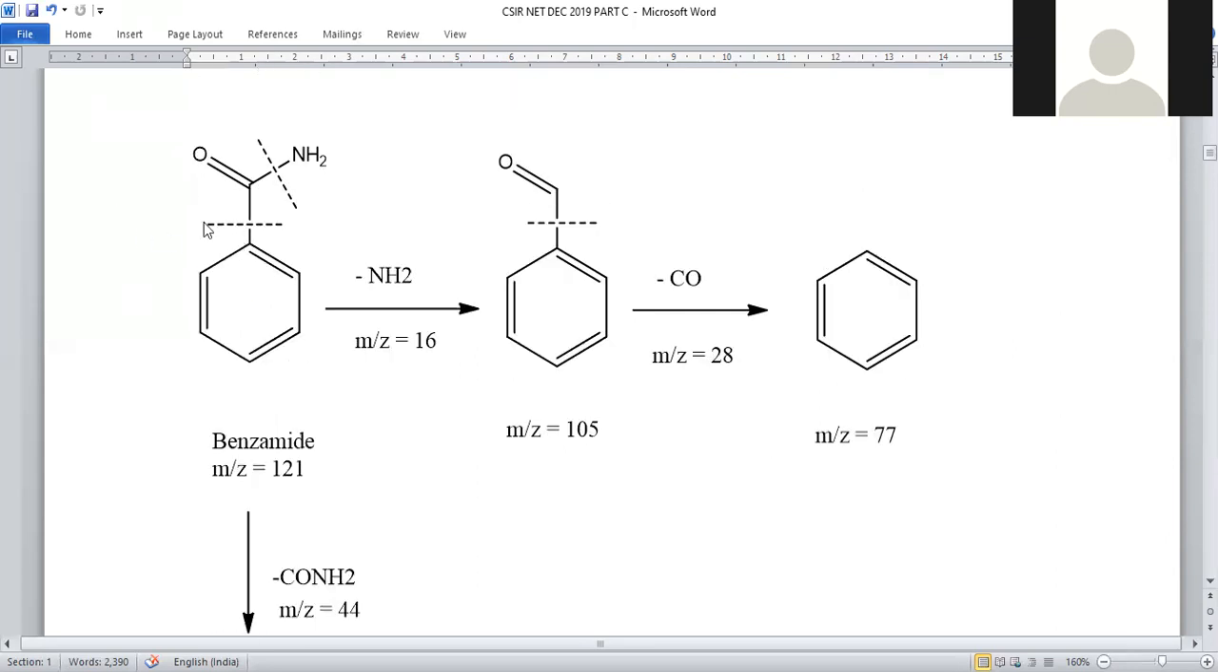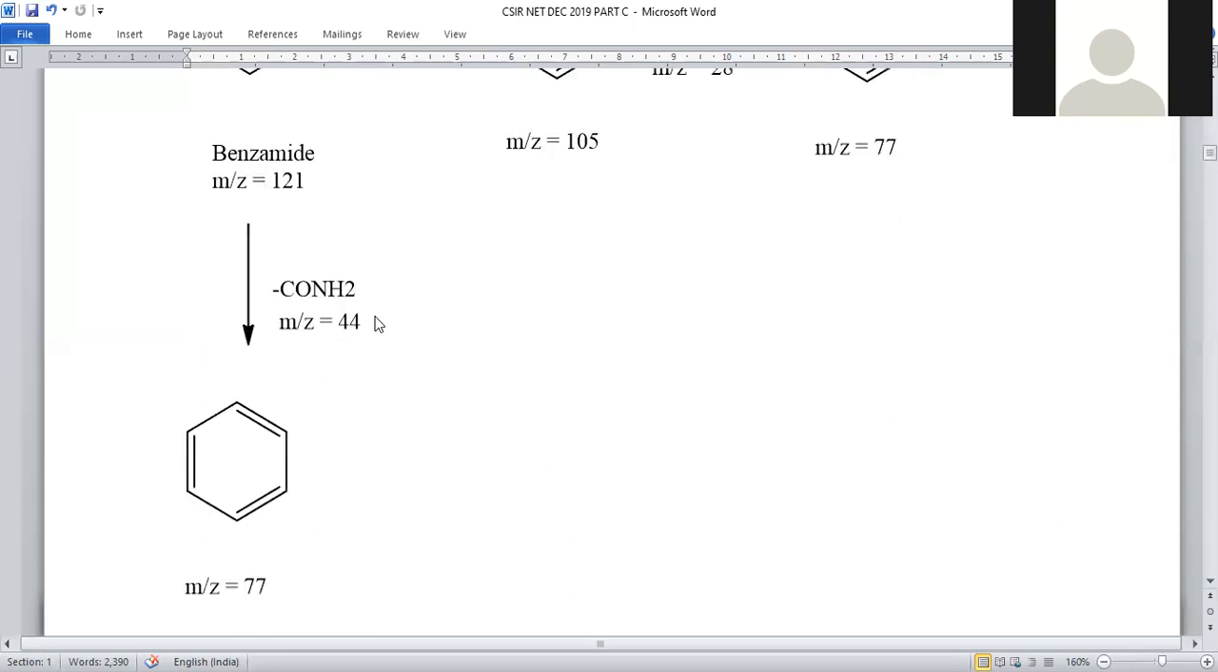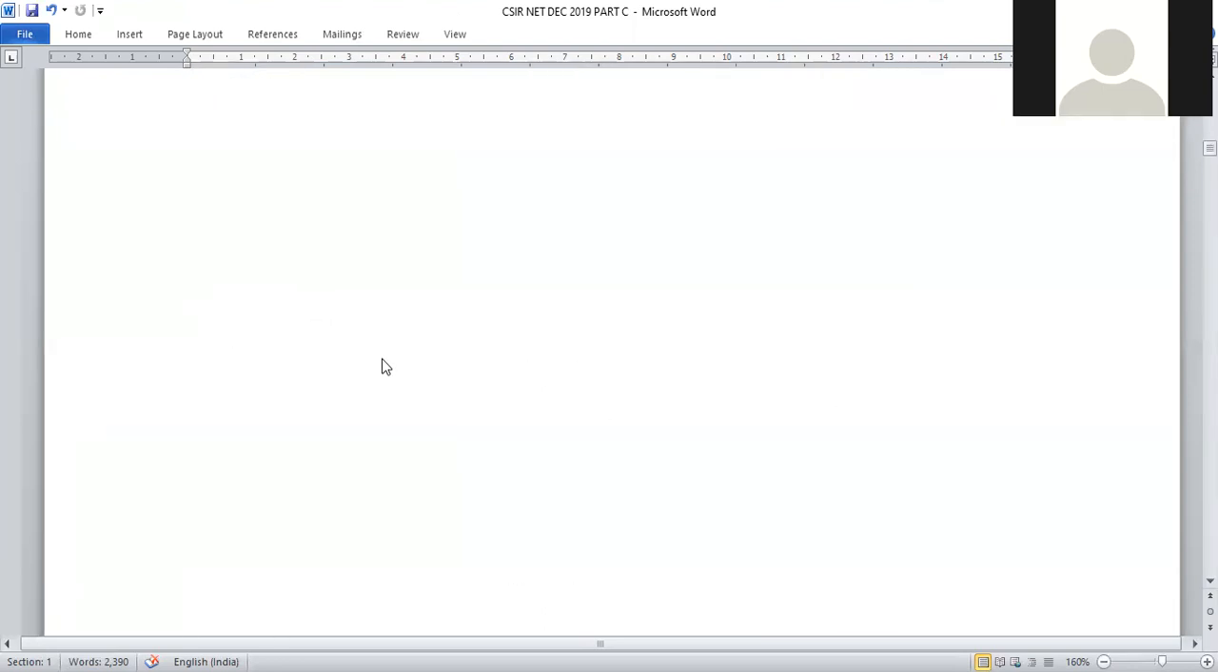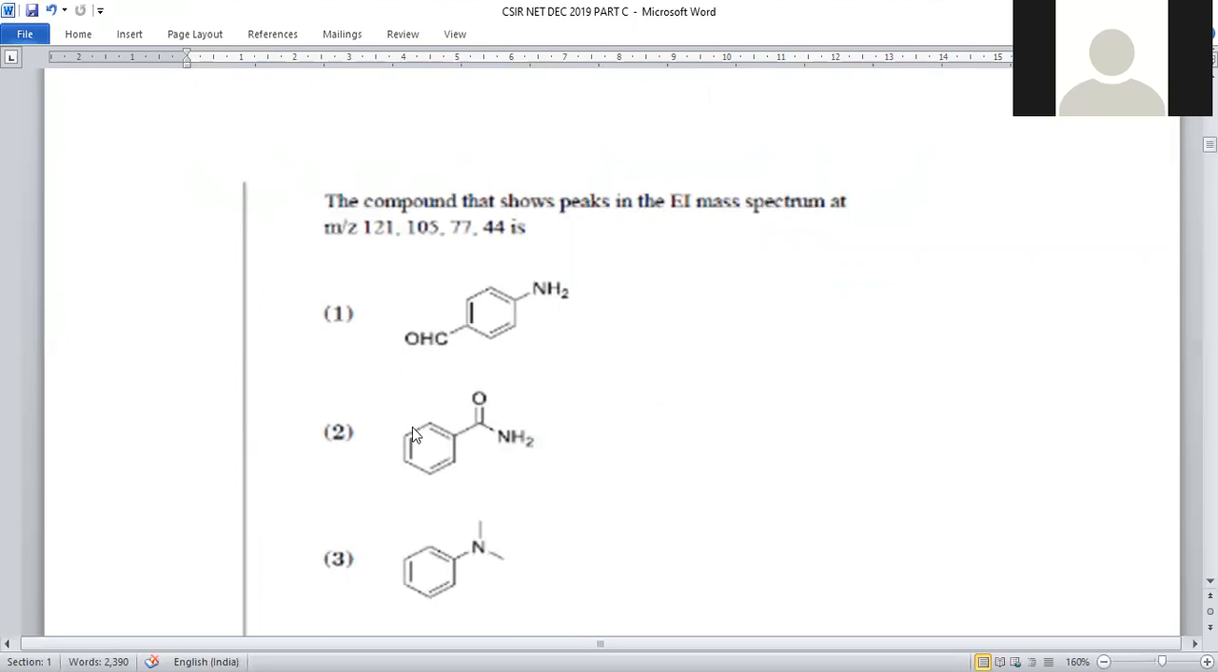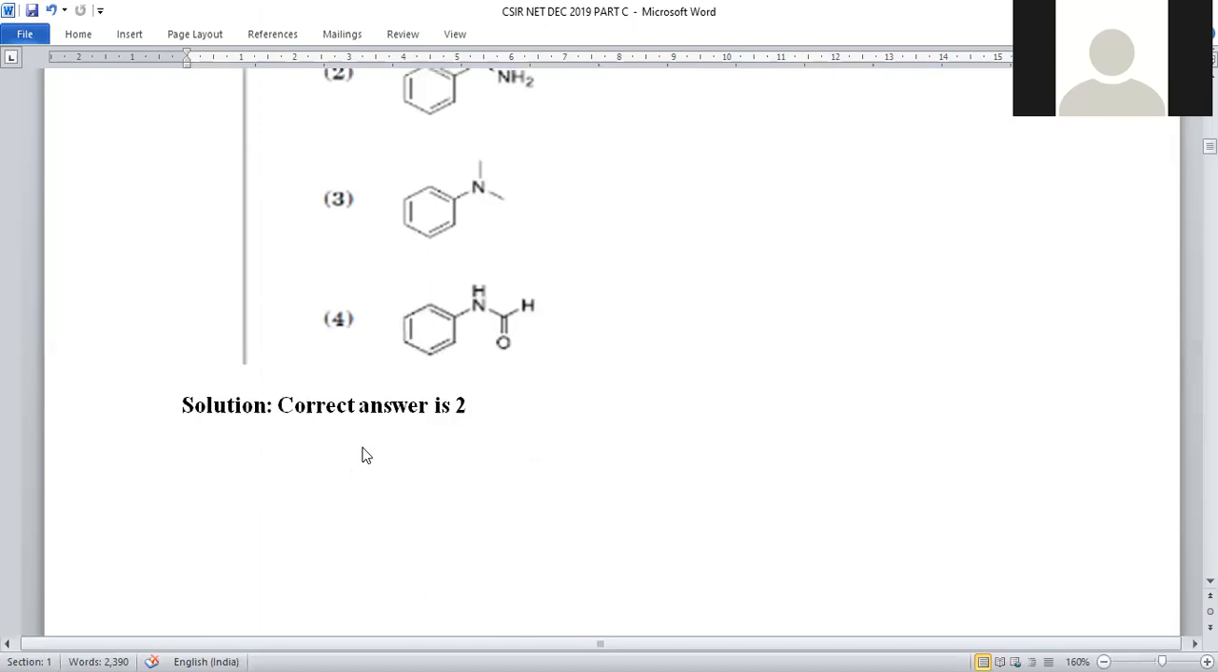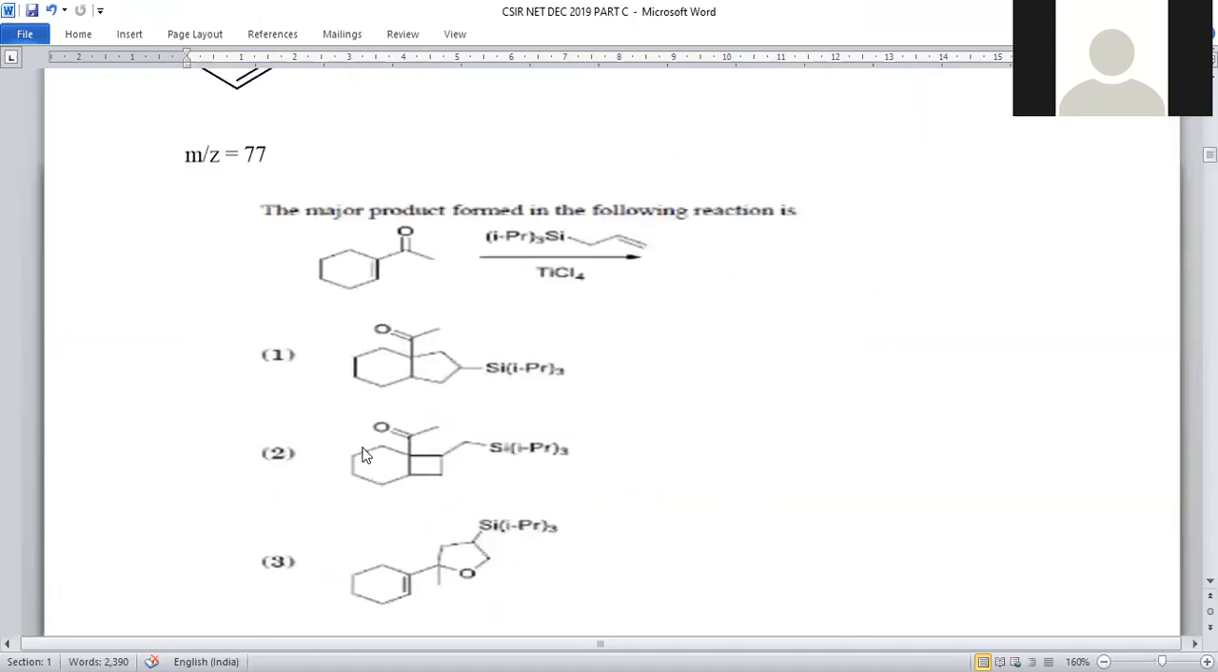Now, in another possibility, if we are cleaving the bond between the amide and phenyl linkage, this phenyl of 77 will be obtained as one piece. The other piece will be C double bond O with NH2, that is the amide fragment, whose M by Z of 44 is obtained. All these values are satisfied by this compound, benzamide. So the M by Z values are exactly suitable with benzamide, hence that option is the right answer for this question. Now let us move on to the next question.